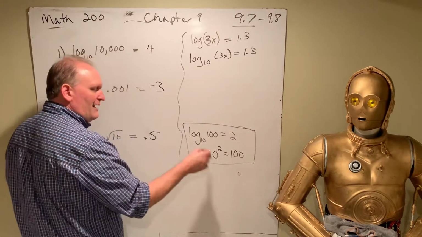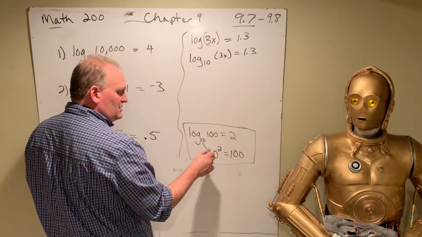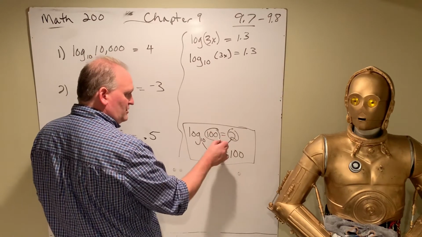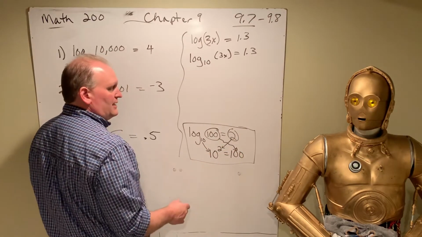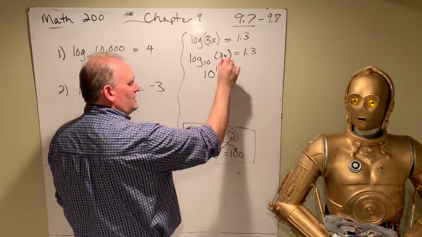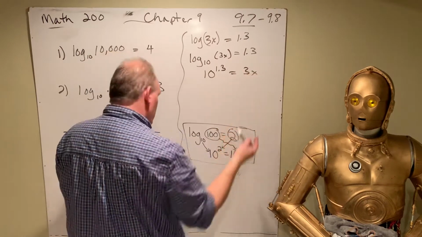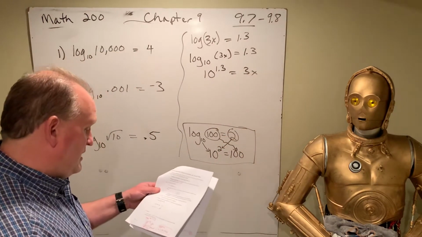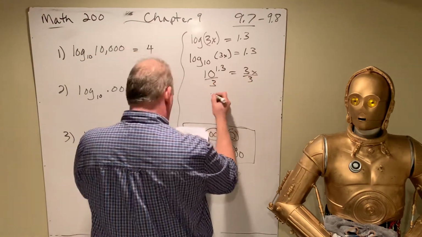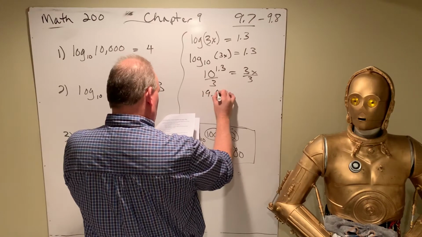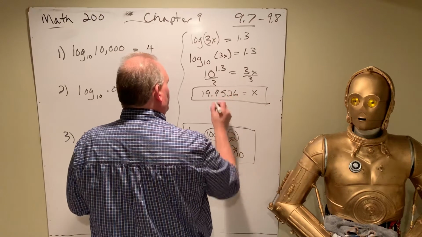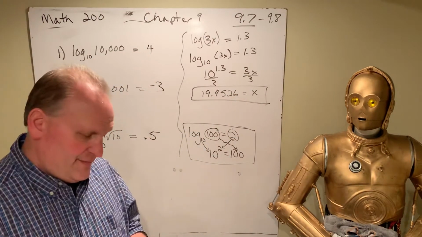That's how it's got to play. And now you have a framework: that number is always the base, that number is always the exponent on the base, and that number is always the one that gets scooched over to the other side. So look, if I do that here, 10 to the 1.3 is equal to 3x. And then you just execute 10 to the 1.3 divided by 3. And you get 19.9526. 4 decimal places. All right.